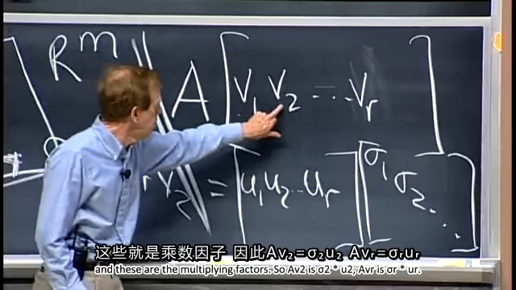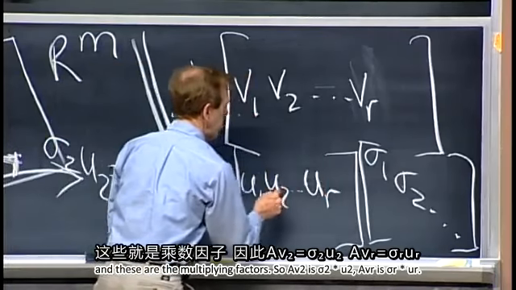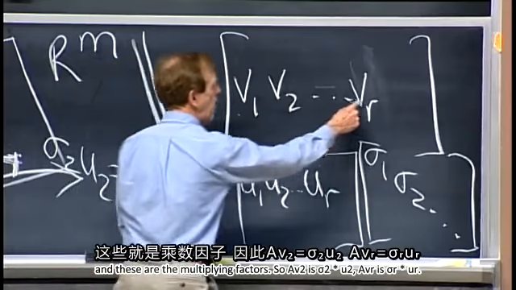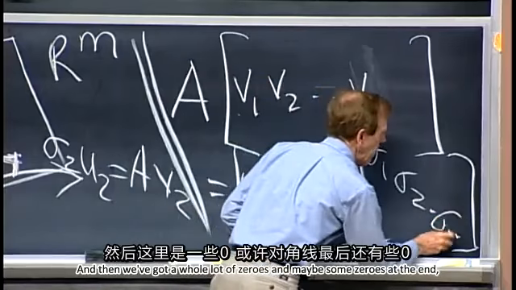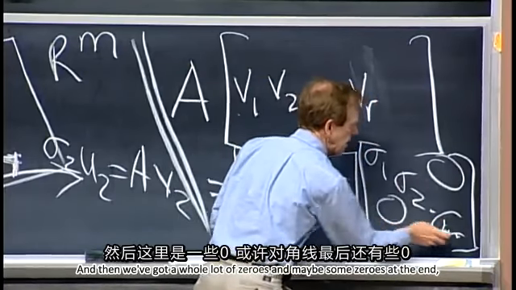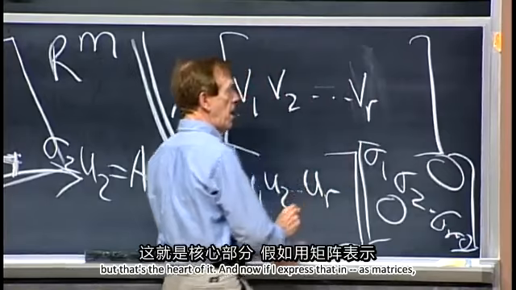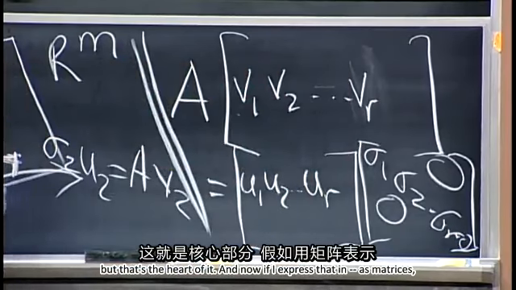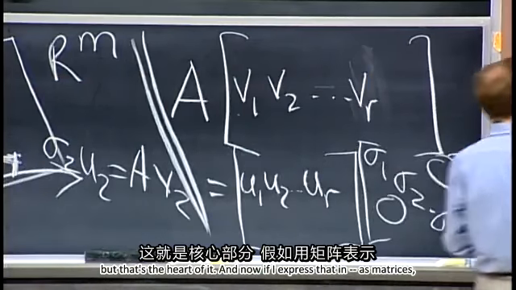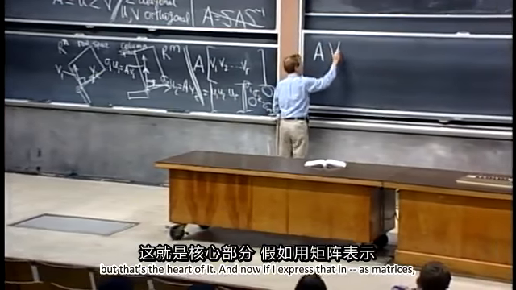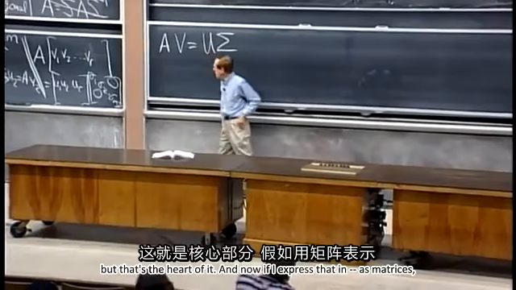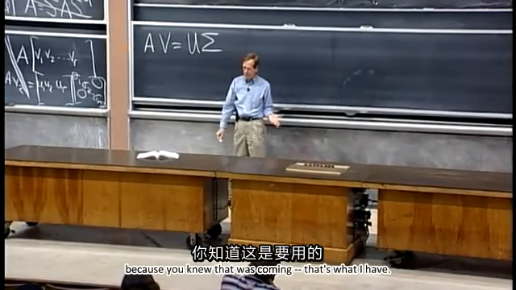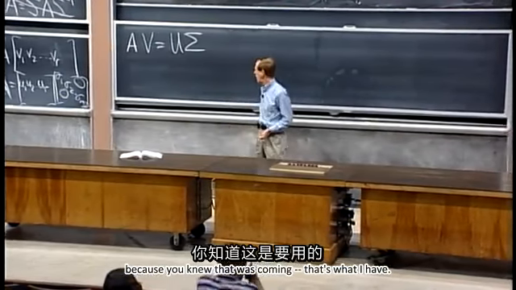So A V2 is sigma 2 times U2. A VR is sigma R times UR. And then we've got a whole lot of zeros and maybe some zeros at the end. But that's the heart of it. And now if I express that as matrices, because you knew that was coming, that's what I have.